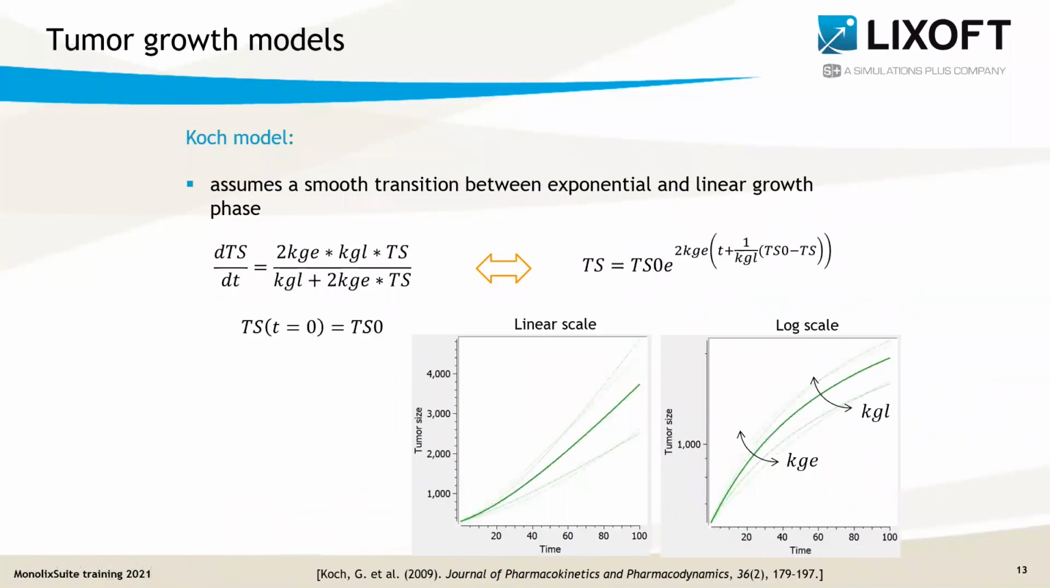So similarly to the exponential linear and Simeoni models, the core tumor growth model is a nonlinear growth function that follows an initial exponential growth followed by a linear growth phase. And its particularity is a smooth transition between exponential and linear growth phase rather than a rapid switch after a threshold.